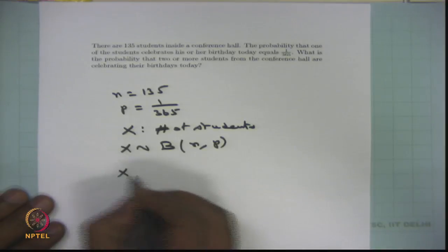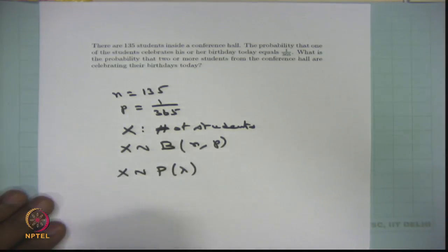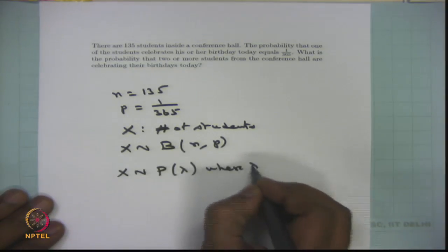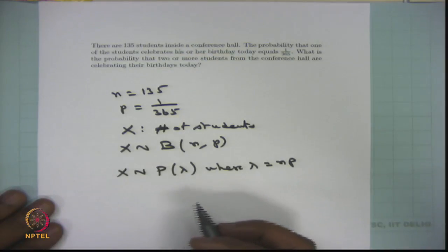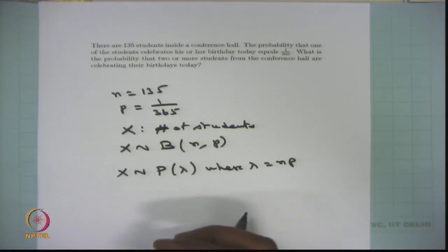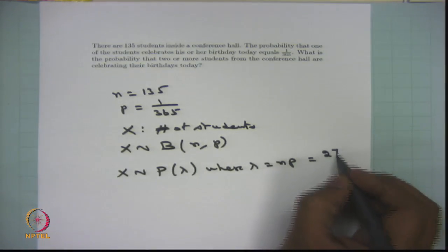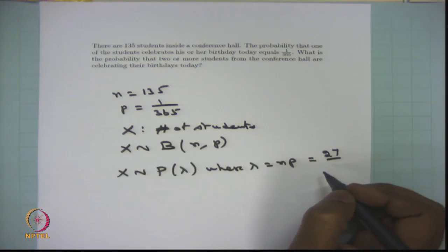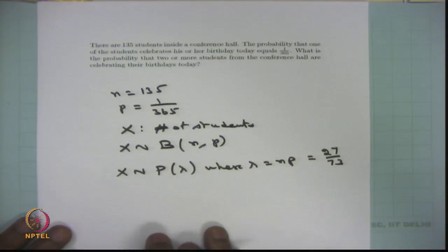That is, X follows a Poisson distribution with the parameter lambda. Now the question is, what is lambda? Lambda is n into p. That means you multiply 135 with 1 divided by 365, and that is going to be the lambda value. One can simplify and get the value of lambda. If you do the simplification, lambda is going to be 27 divided by 73. Once you get lambda, that is the parameter for the Poisson distribution.